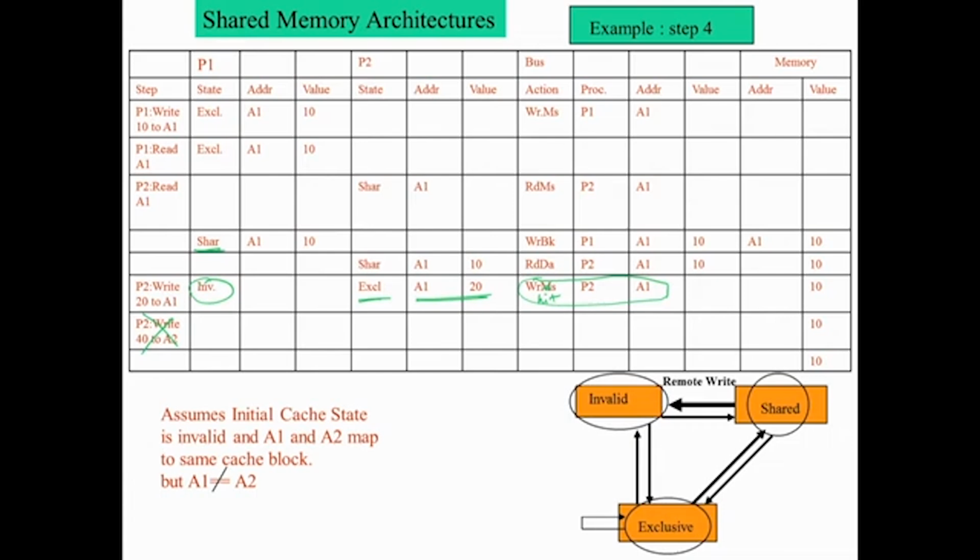It also tells on the bus when P2 wants to write 20 to A1, it will say I am writing something to A1, so that the other fellows will keep it. So this is from shared to exclusive. When I have a write hit, I say on the bus that there is a write hit, so that other fellows who are sharing can make it exclusive, okay.